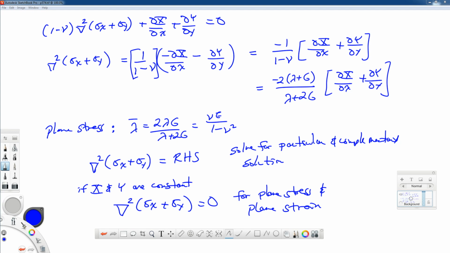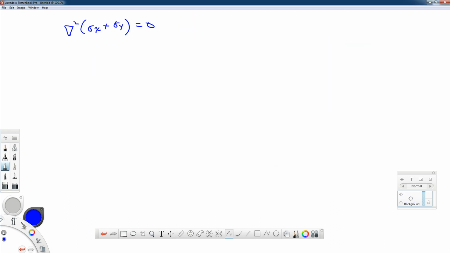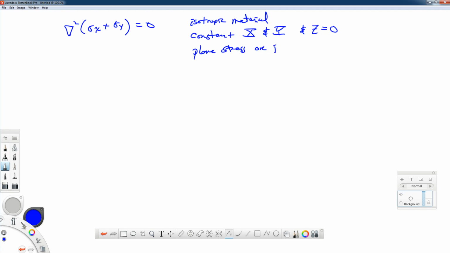Okay, that's worth writing down. Let's make a clean slide for that. So del squared of sigma x plus sigma y is equal to 0. The restrictions that we had were that it was for an isotropic material, constant body force in the x and the y, and the body force in the z is 0 or can be neglected. This can work for either plane stress or plane strain.